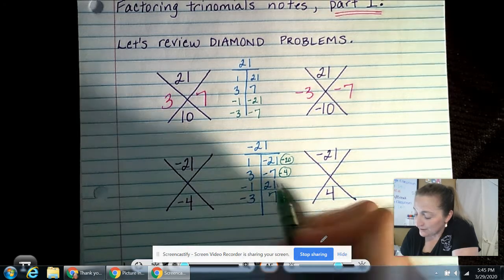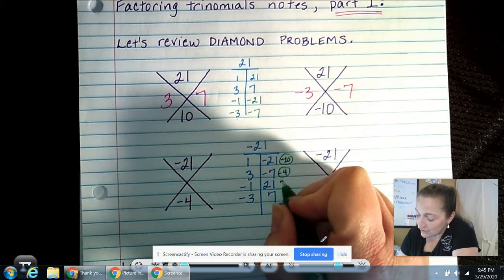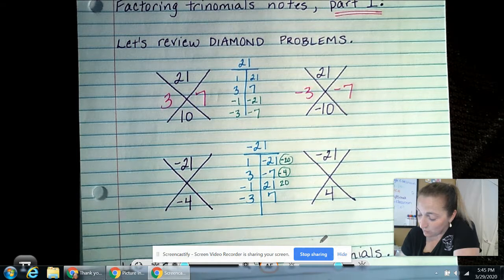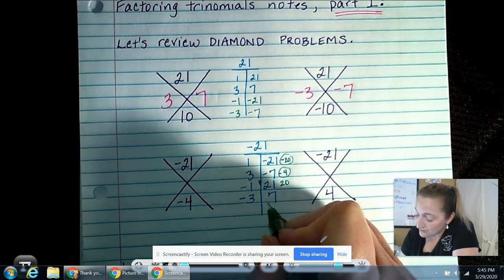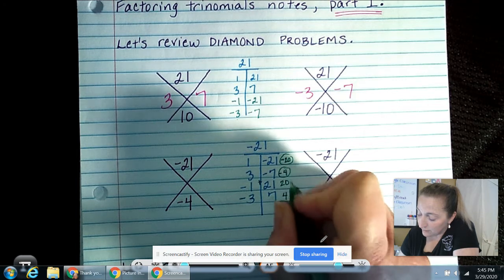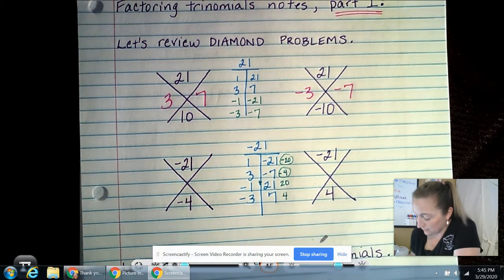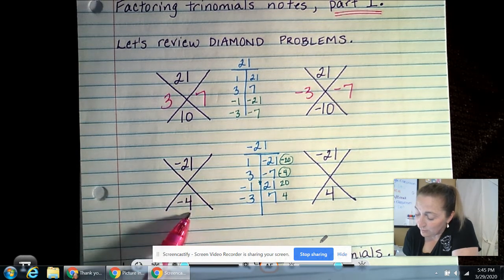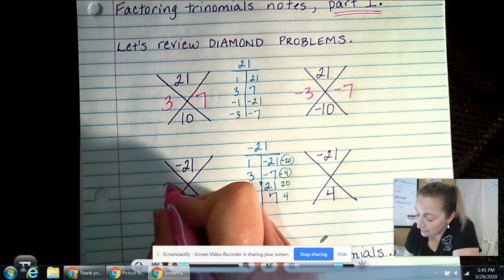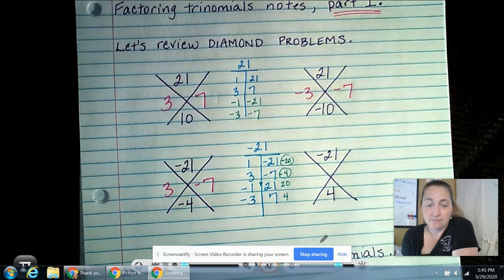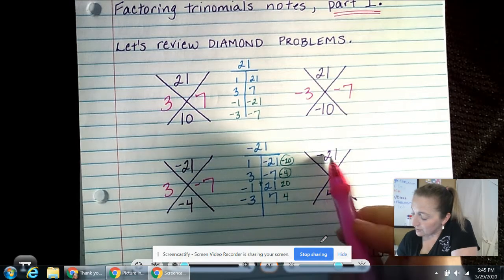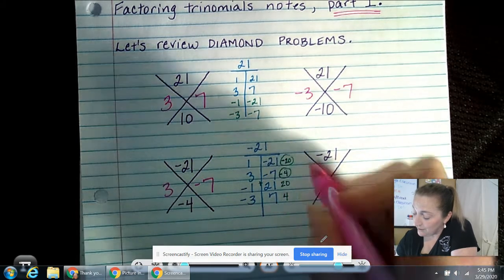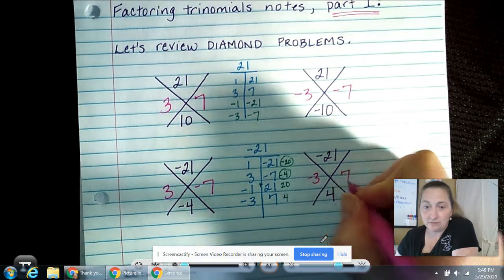So over here, it's going to be the opposite. Negative 1 plus 21 is going to give us positive 20 because the positive number was bigger. And negative 3 plus 7 is going to give us positive 4 because the positive number was bigger. Okay, so now to fill in our diamond, we have a product of negative 21, but a sum of negative 4. That's going to be 3 times negative 7. Okay, so a product of negative 21 and a sum of positive 4 is going to be negative 3 and 7.